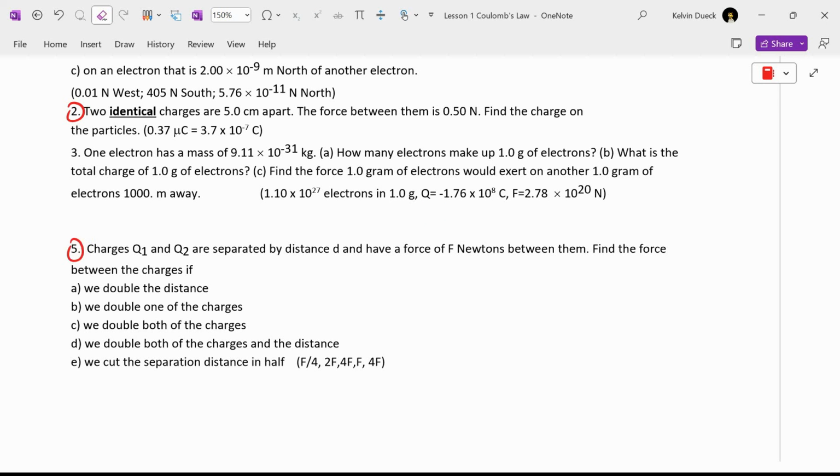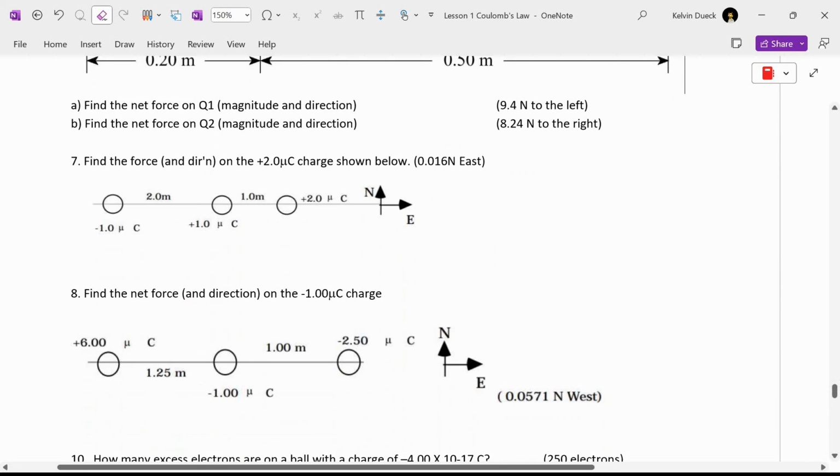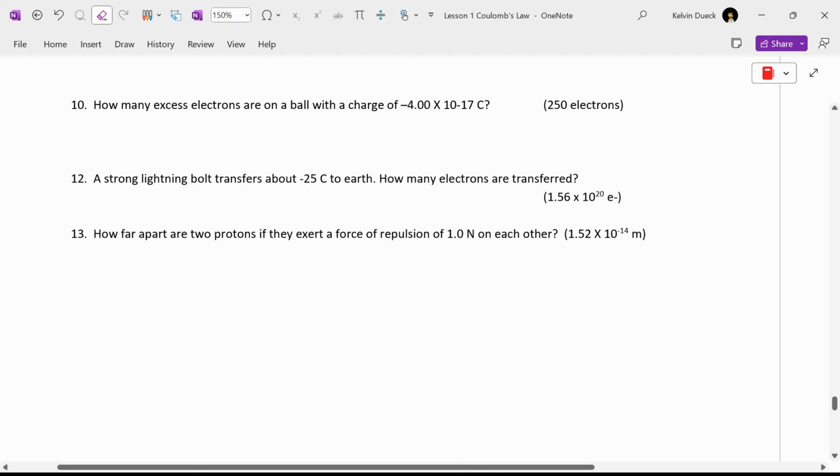Skipping 3, 5 is good. 6 is good. 7 is good. 8 is good. 10 is good. 12 is good. I already nuked the questions that I don't like. 13 is good.